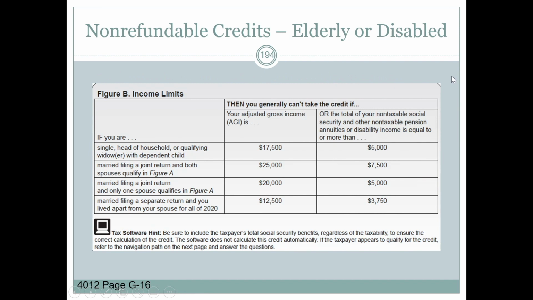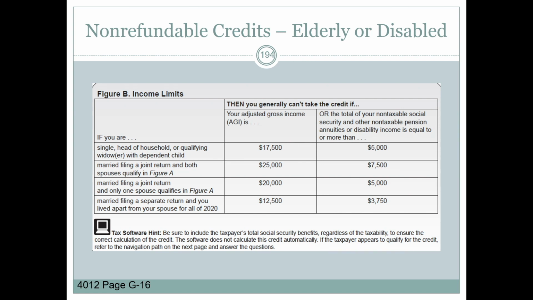This page, and you can find it in G-16 of the 4012, outlines the income limits. For instance, if you are single, head of household, or qualifying widower with dependent child, your adjusted gross income, or your AGI, can't be more than $17,500, or the total of your taxable Social Security and other non-taxable pension, annuities, or disability income is equal to or more than $5,000. And this chart breaks it down based on filing a joint return where maybe one spouse qualifies and the other one does not. And of course, married filing separately, we do not address at all.